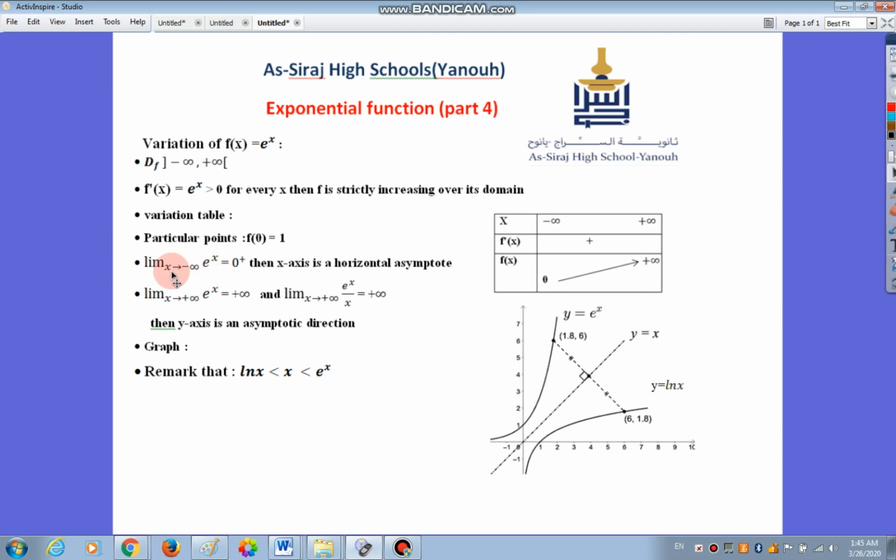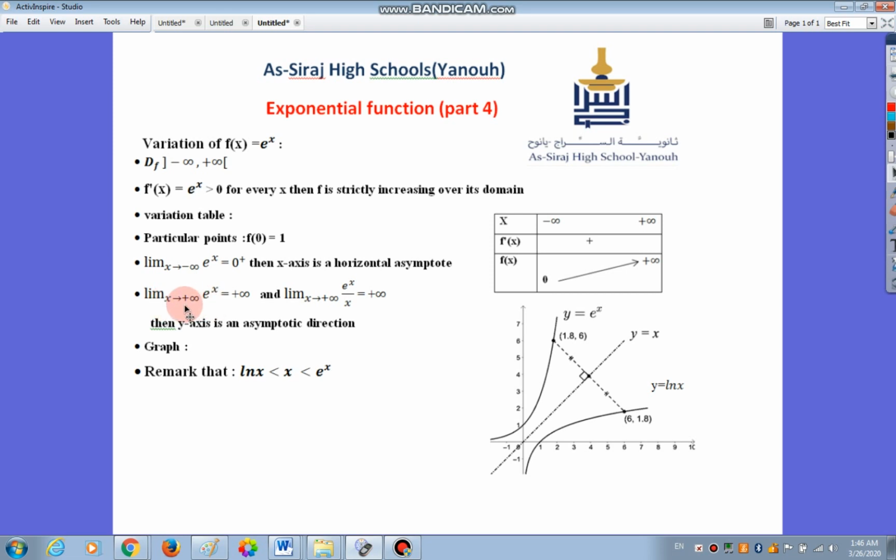Let's move now to the limits. Usually we study the limits of the function at its boundaries. The boundaries of this function are minus infinity and plus infinity. So the limit of e^x as x tends to minus infinity is equal to e^(minus infinity). It is equal to 1 over e^(plus infinity), which equals 1 over infinity, which is 0. We proved this limit in the third part of our chapter, when we studied the limits. Then the x-axis is a horizontal asymptote. When x tends to minus infinity, the result is 0. This means that y equals 0, which is the x-axis, is a horizontal asymptote.